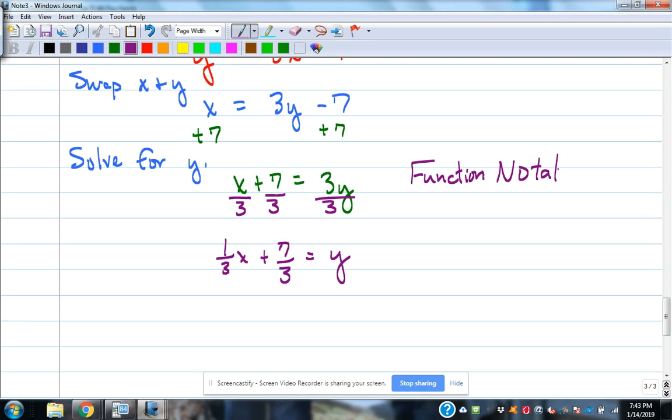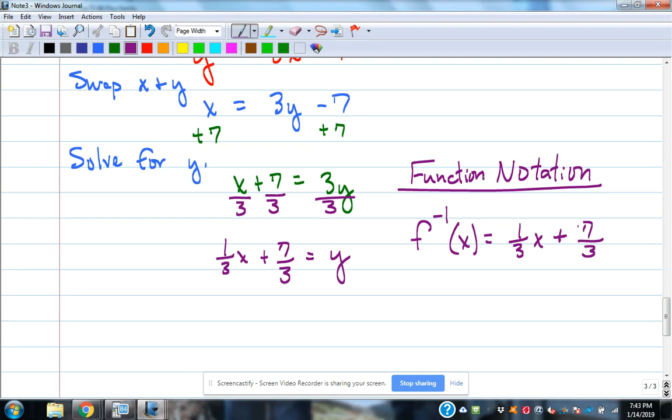Function notation for the inverse looks like this. F with a little -1 exponent of x is equal to 1/3 x plus 7/3. The way you read that is F inverse of x is equal to 1/3 x plus 7/3. Okay? F inverse. It's a -1 exponent. It's really all it is, but you read it F inverse of x. That is the inverse function for our original problem.